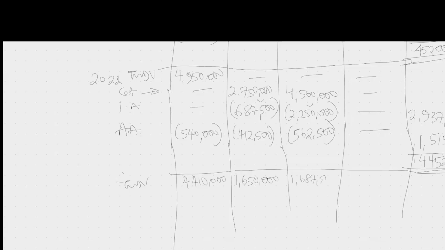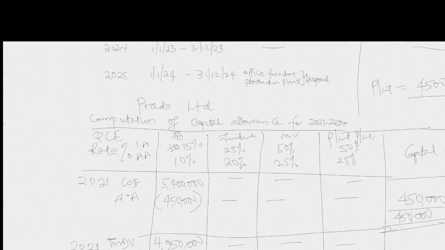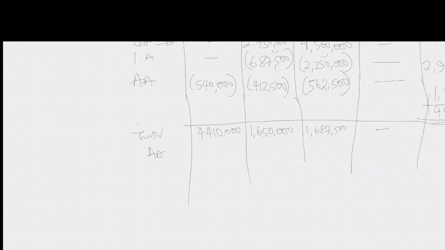Give me the AA. AA is constant for all of this, but did they acquire any asset this year? They acquired production plants. So I'll bring in the cost of that. How much did we acquire the production plants for?